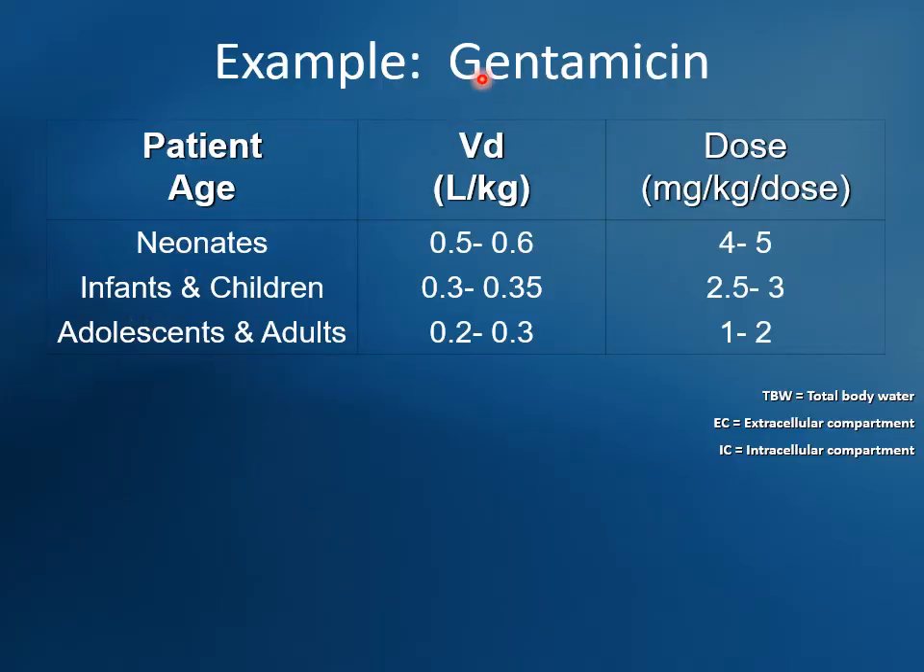Anyway, gentamicin is really a good example here. Gentamicin is what type of drug? It's an aminoglycoside, right? You use it for what type of infections? Gram positive, negative? Negative, yeah. You can use it for gram positive synergy, but most often you're going to use it for gram negative infections.